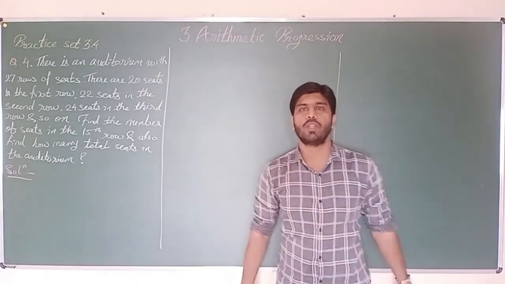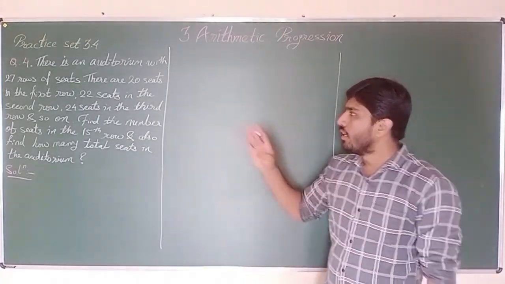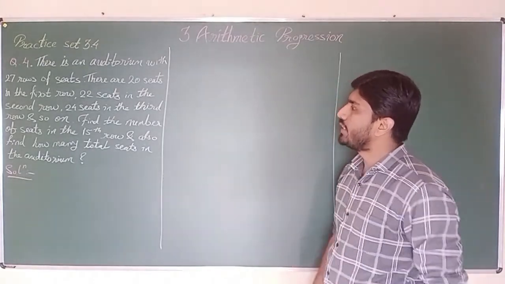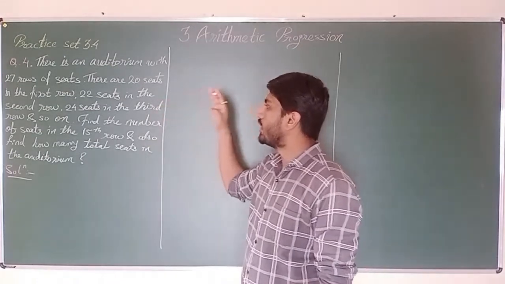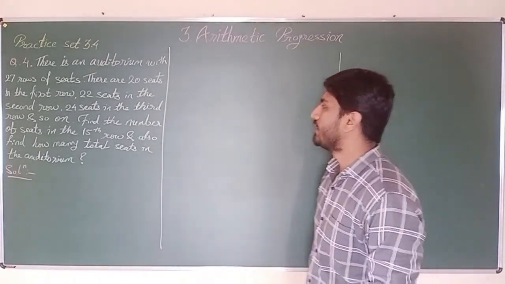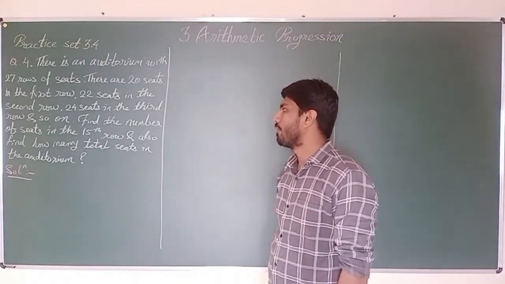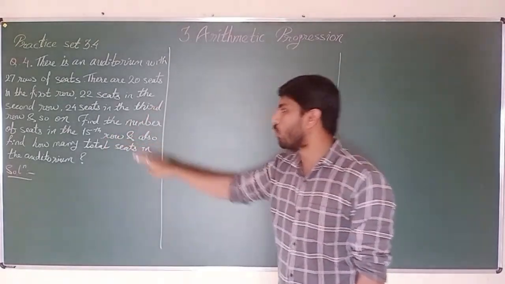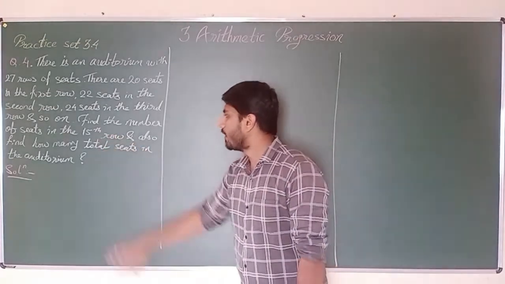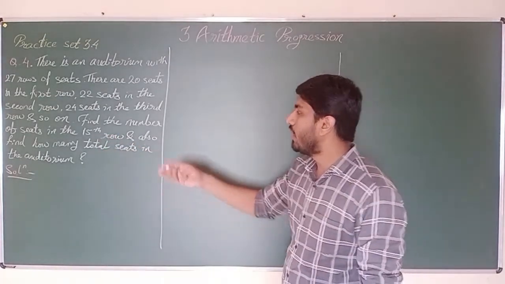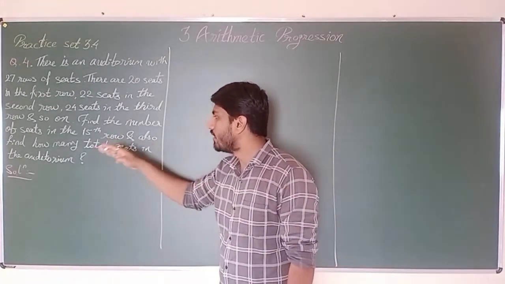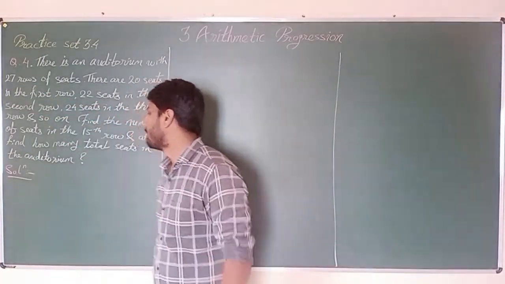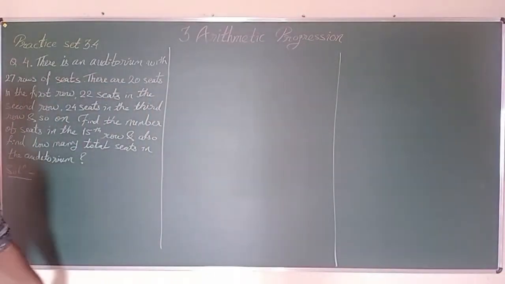So let's start with question number 4. There is an auditorium with 27 rows of seats. There are 20 seats in the first row, 22 seats in the second row, 24 seats in the third row, and so on. Now we have to find the number of seats in the 15th row, that is, we have to find T15, and also find how many total seats are in the auditorium, that is, we have to find S27. So let's start with the solution.